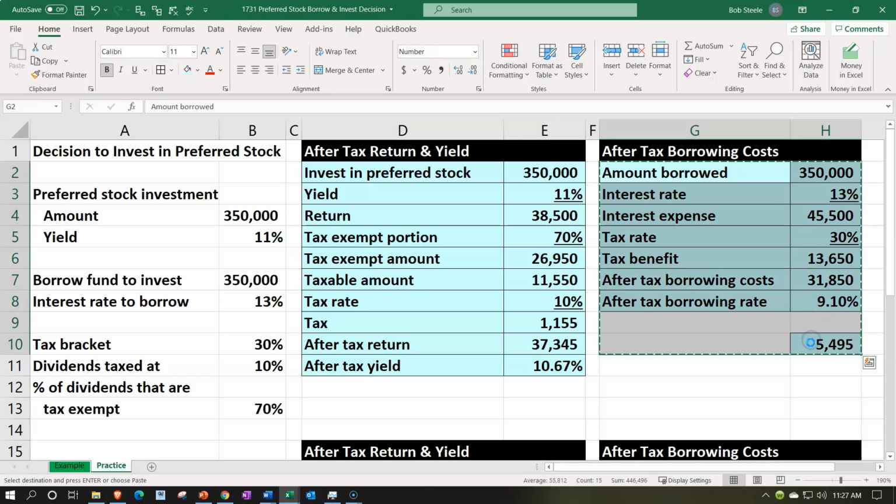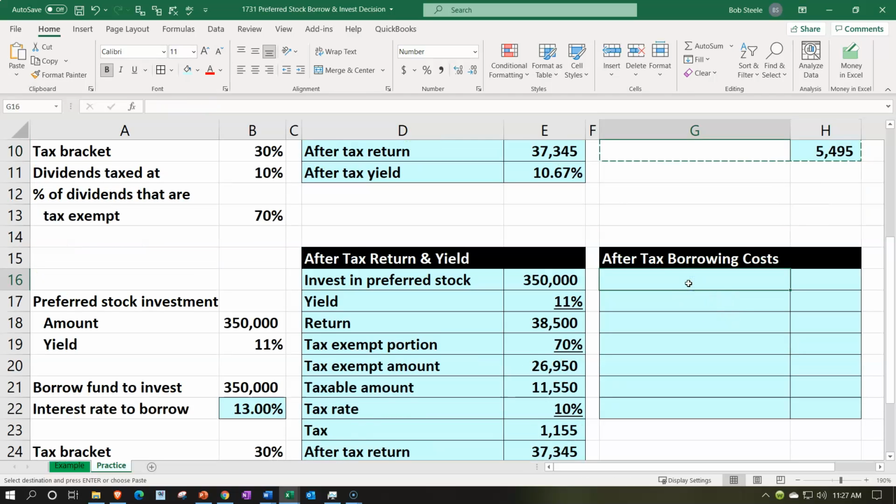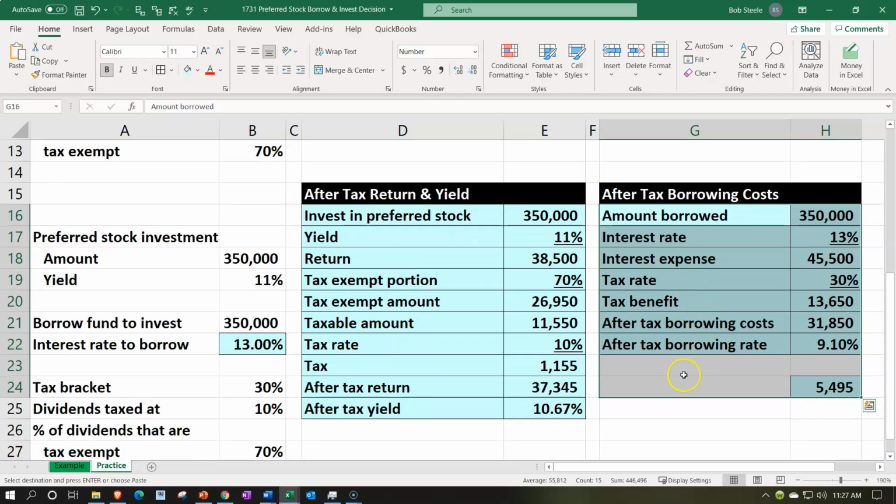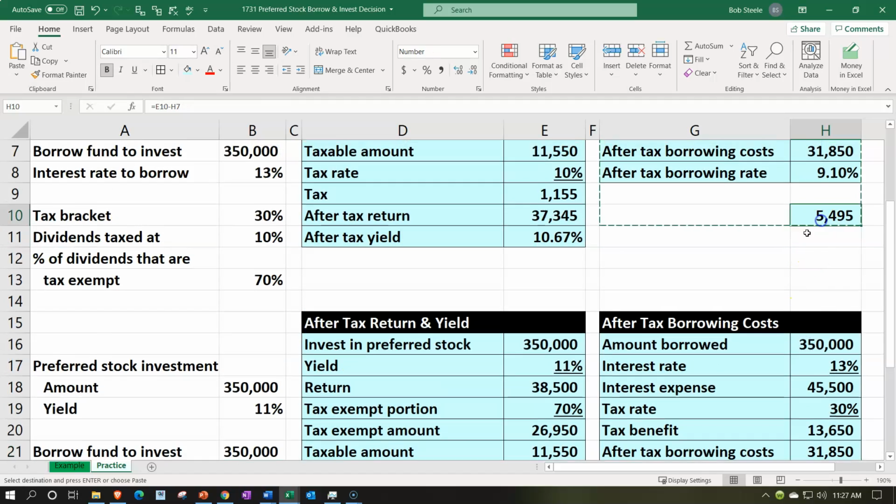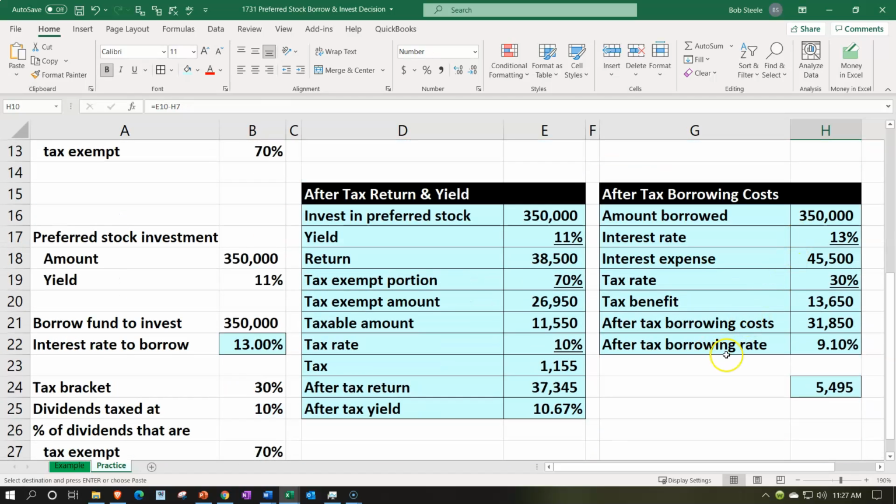I'm going to take these items and just Control C or copy, put them right there, Control V, and paste them in place as well. We got the same information, the same difference. So now let's ask the question, well, how high could the interest rate go on the borrowing side before we get this at 0? In other words, these two things basically being the same.